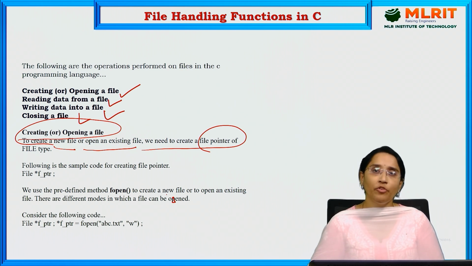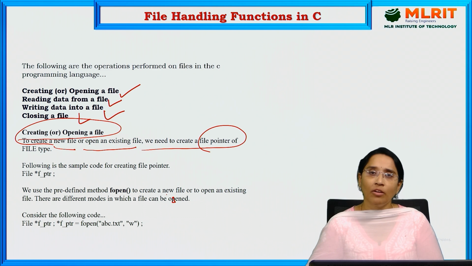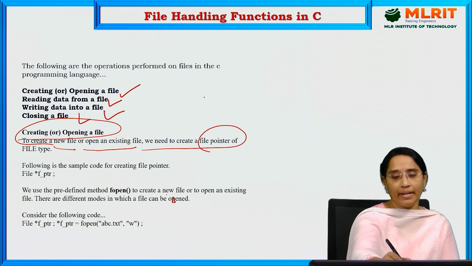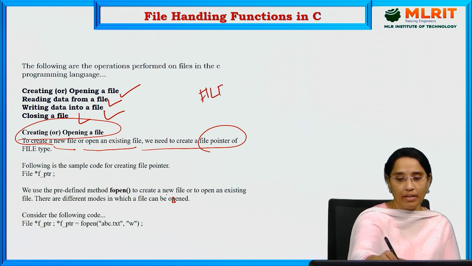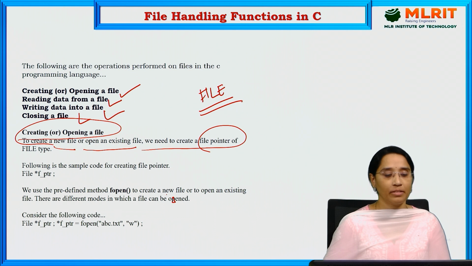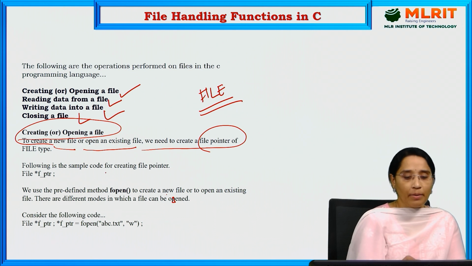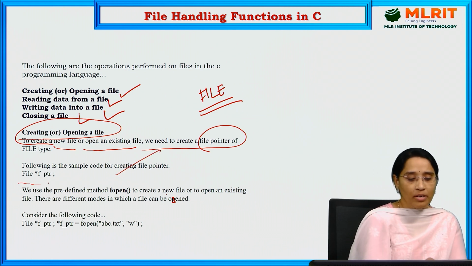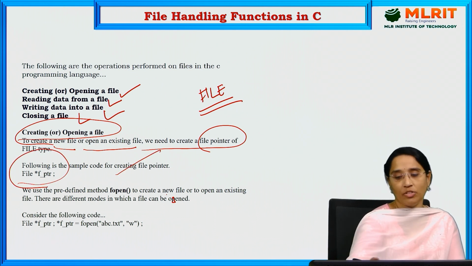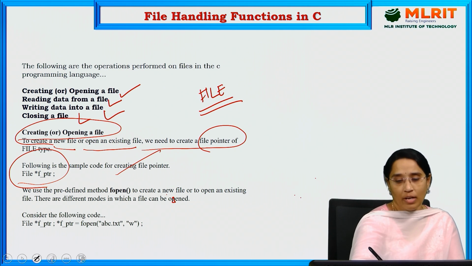So what data type will it be? Obviously it is FILE. The data type will be FILE itself and you have to write it in capital letters. The following is the sample code for creating a file pointer. This is the declaration of a file pointer. Like this you will declare the file pointer ptr.